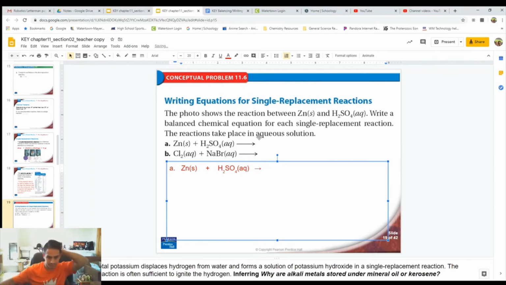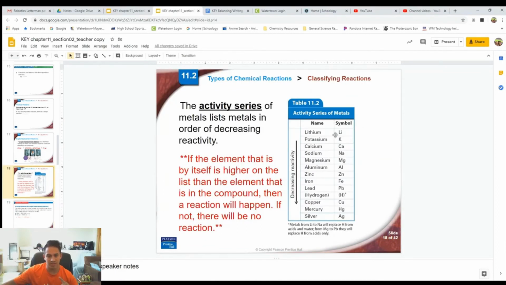All right, so before we do this, we need to check our activity series. Now, one thing also about this activity series is it is on the back of your periodic table. So just to show you real quick, let me pull this up to make sure that we know where it is. It's in the top left corner on the back of your periodic table. This is going to be very important for you to use for this chapter.